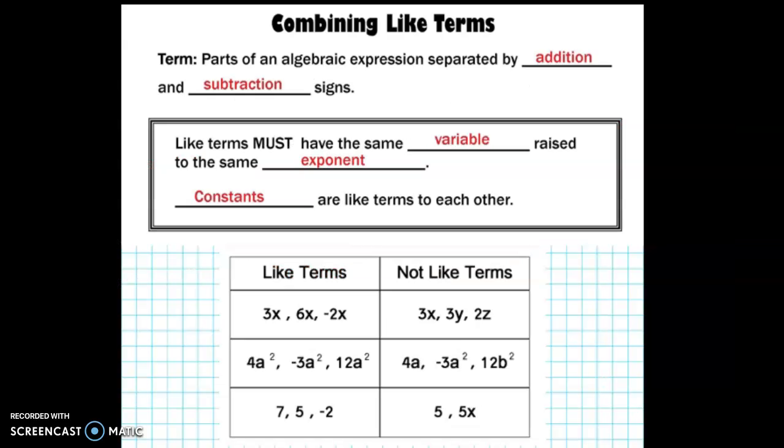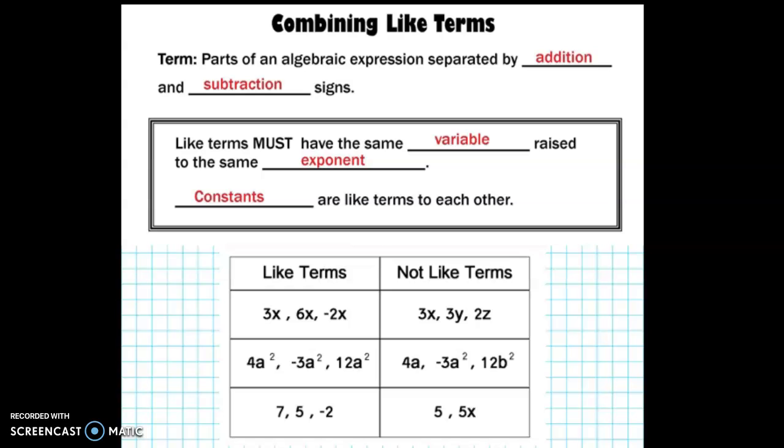Some examples of like terms: 3x, 6x, negative 2x. They are like terms because they have the same variable that has no exponent, whereas 4a squared, negative 3a squared, and 12a squared are also like terms because they have the same exponent too with the variable. Notice the coefficients are all different.